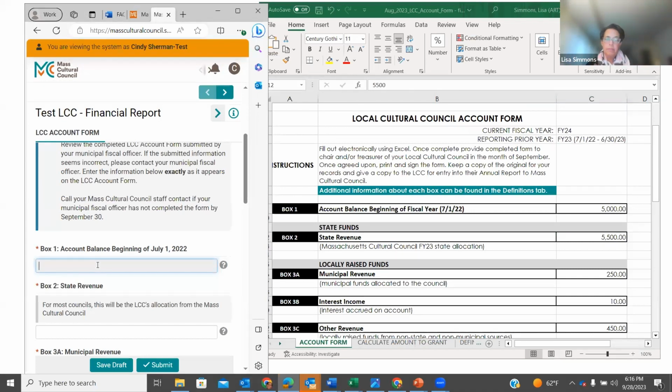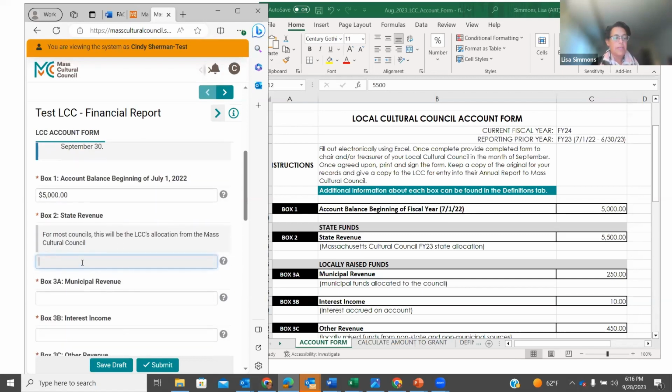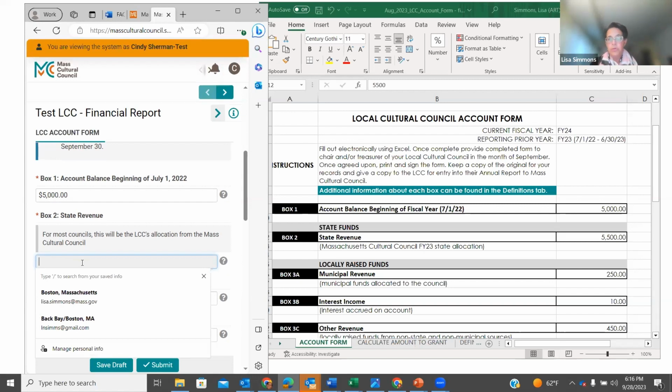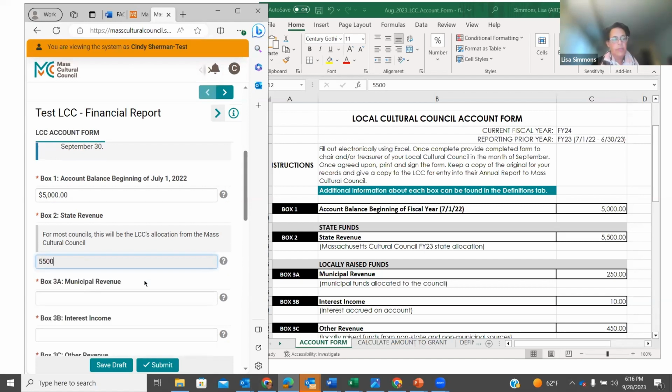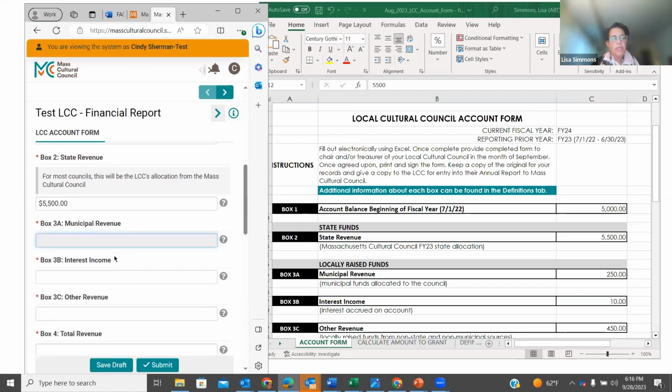So here's my LCC account form. I'm going to take that piece of paper or that email and I'm going to go into my GMS system and I'm going to say box one. Okay, that's $5,000. So we're going to put in $5,000. Great. And then we're going to come down. Again, it's just a cut and paste. State revenue. What was the state revenue? We are a council that just got our allocation. We didn't get any other money. We're going to put in $5,500. The $5,500 goes in here.